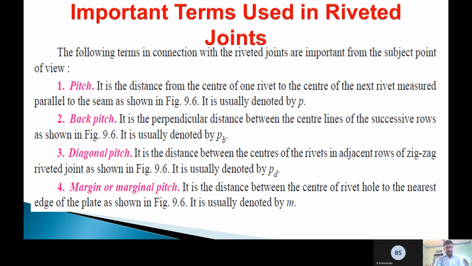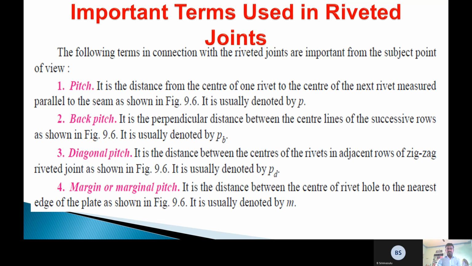Back pitch. It is the perpendicular distance between the center lines of the successive rows, as shown in the figure. It is usually denoted by PB. Diagonal pitch. It is the distance between the centers of the rivets in adjacent rows of a zigzag riveted joint. It is usually denoted by PD.